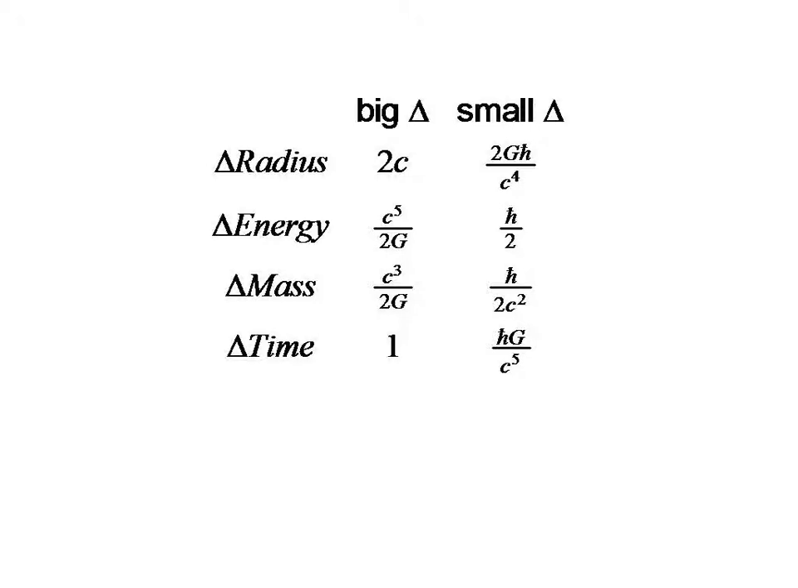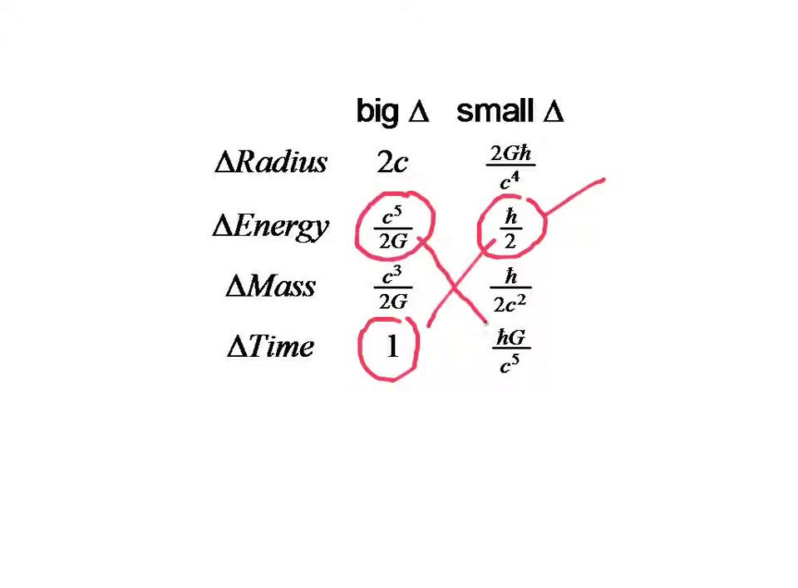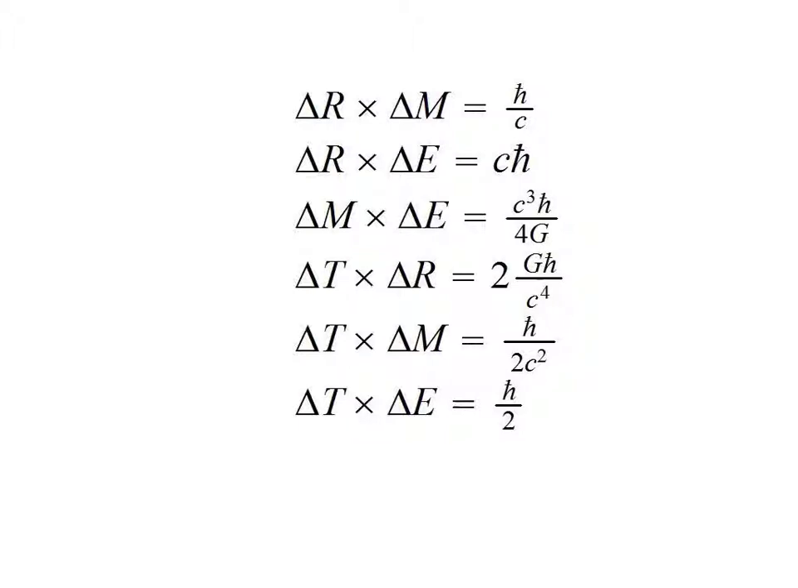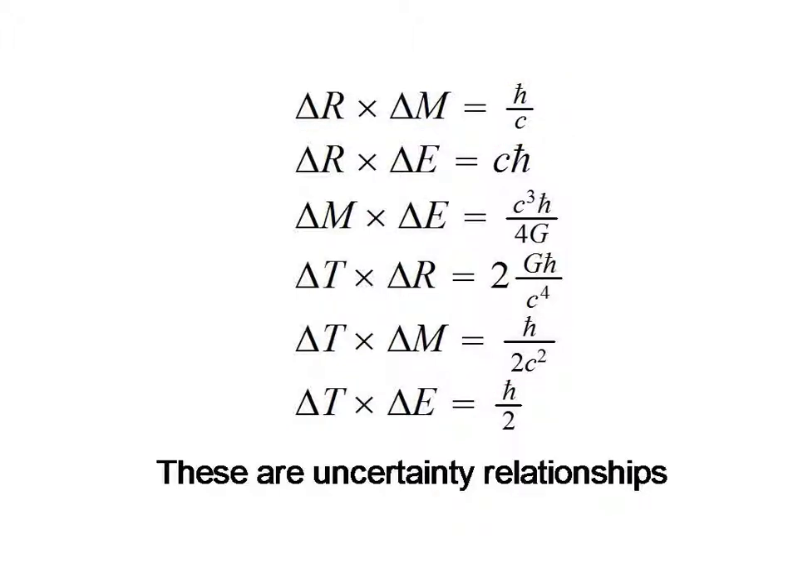We can cross-multiply to get uncertainty relations. For example, large delta time against small delta energy gives h bar over 2. Conversely, large delta energy times small delta time also gives h bar over 2. Let's examine this further. From the previous table, we find there are 6 possible cross products. For example, delta radius times delta mass is equal to h bar over c, and delta t times delta E is equal to h bar over 2. And we will make the claim that these are uncertainty relationships.